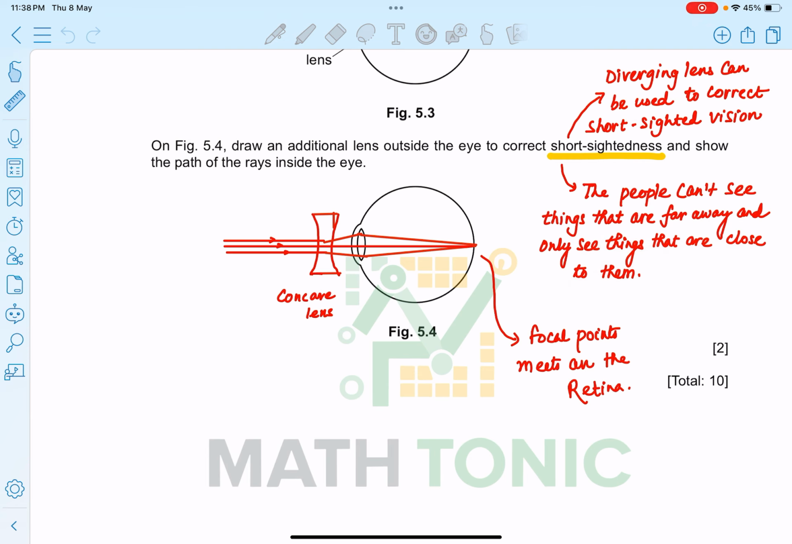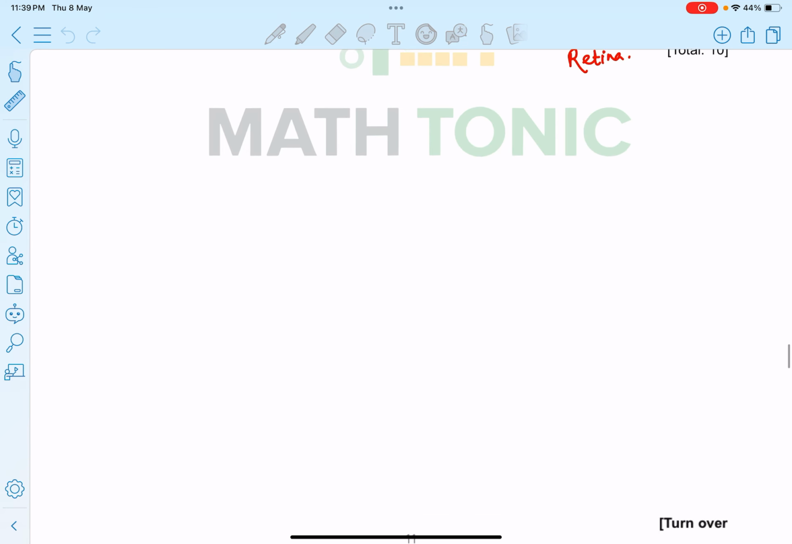So what happens is, when you put the concave lens, or diverging lens, the ray falling on it is diverged like this, and here we have a converging lens inside, which will collect this on the focal point at the retina. Can you see this, everyone? So for short sightedness, we can use a concave lens, or diverging lens.